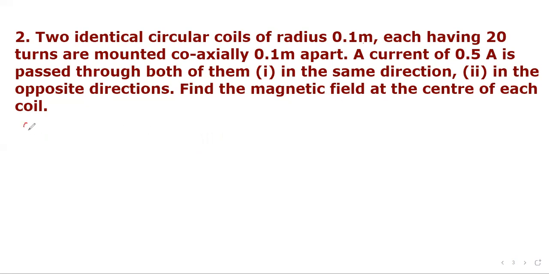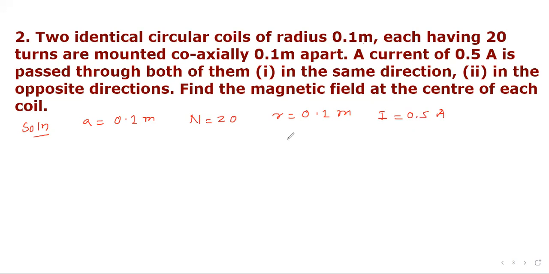So let's write the information. Here we are given A equal to 0.1 meter and the number of turns is 20, and the separation between the centers is 0.1 meter, and the current is given as 0.5. This is the separation between the centers because the coils are 0.1 meter apart.